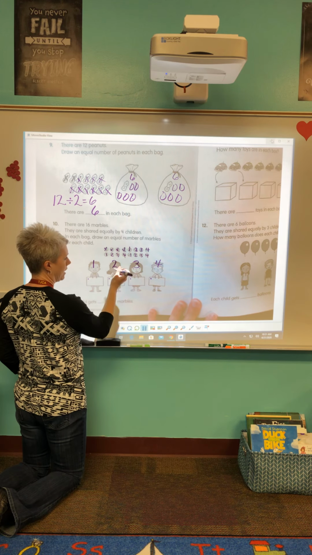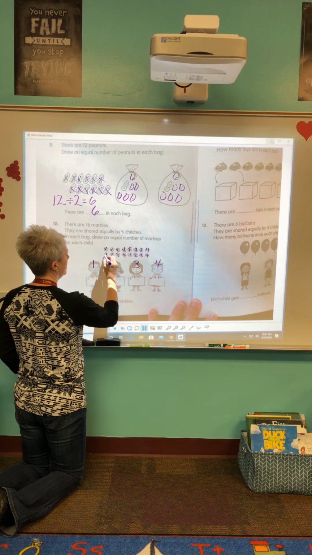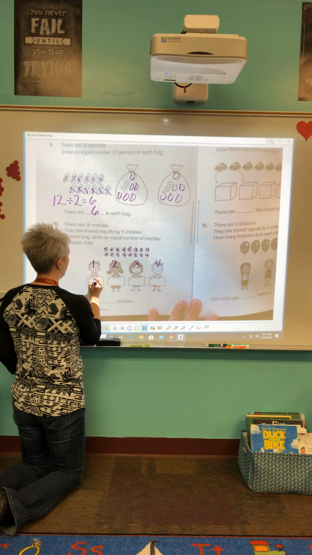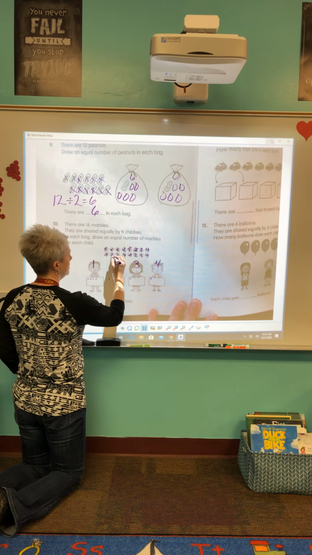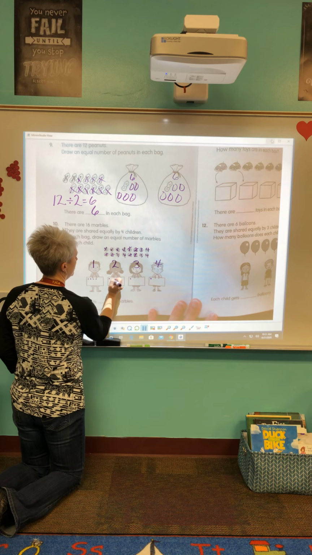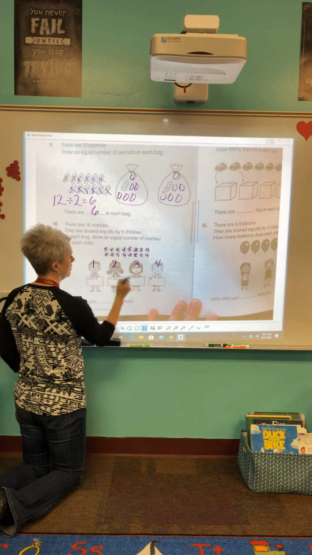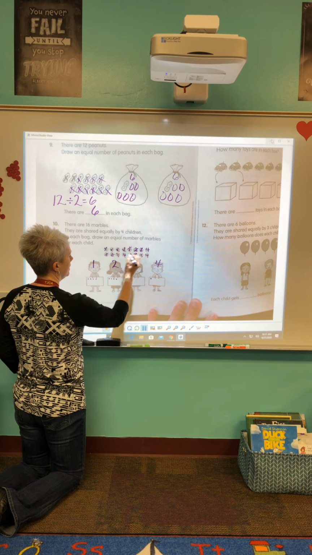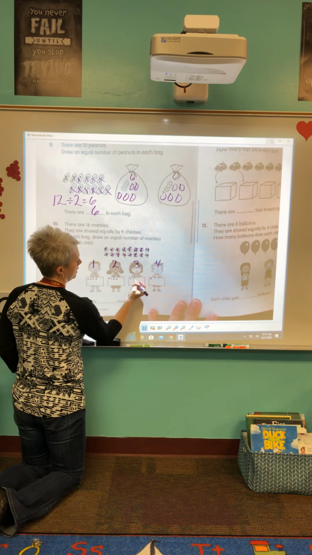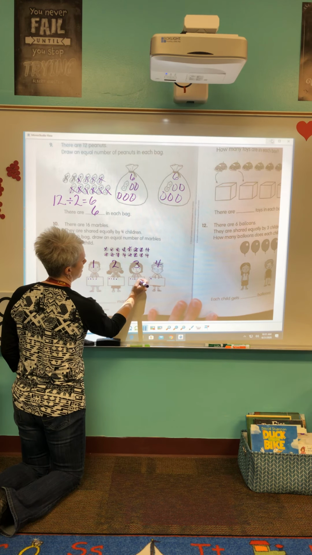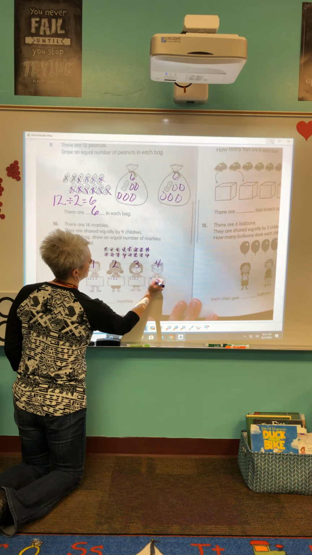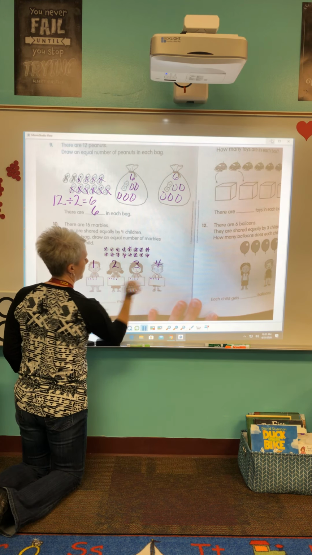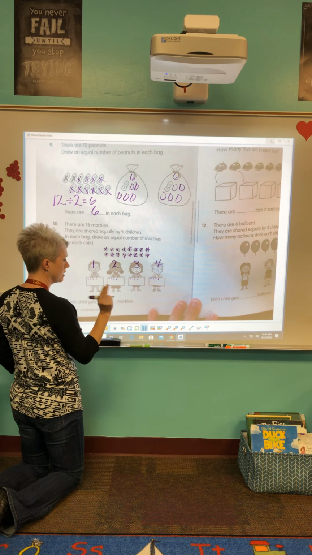Now go back and count all your ones. I have 3 ones, so I'll put 3 marbles there. Count your 2s. 3 2s, so draw 3 more marbles here. Count your 3s. 3 3s, so I need 3. And count your 4s. 3. Okay, so there's a couple ways to do it.